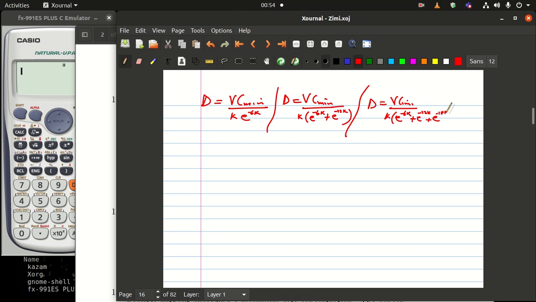plus e raised to minus 18K. And the last one has D equal to V times C min, divided by K times e raised to minus 6K plus e raised to minus 12K plus e raised to minus 18K plus e raised to minus 24K. So we are having these values here.